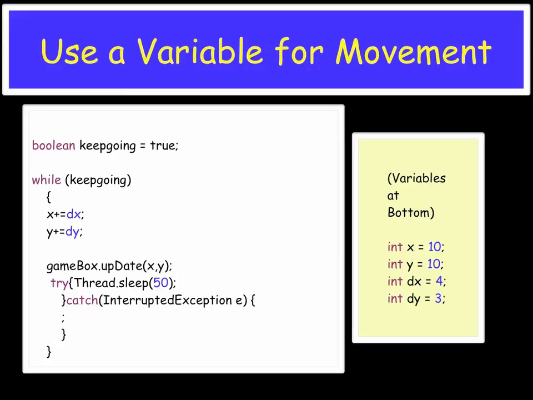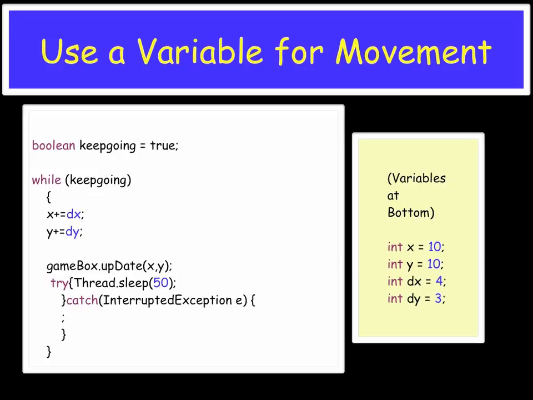Now we'll introduce another key idea for making this work. Before we had x += 4 and y += 3. Now what we will do is declare two new variables at the bottom of the applet, where we have int x = 10 and int y = 10. Now these two values, x = 10 and y = 10, were the starting point for the motion of our ball. We're now going to introduce two new variables called dx and dy.